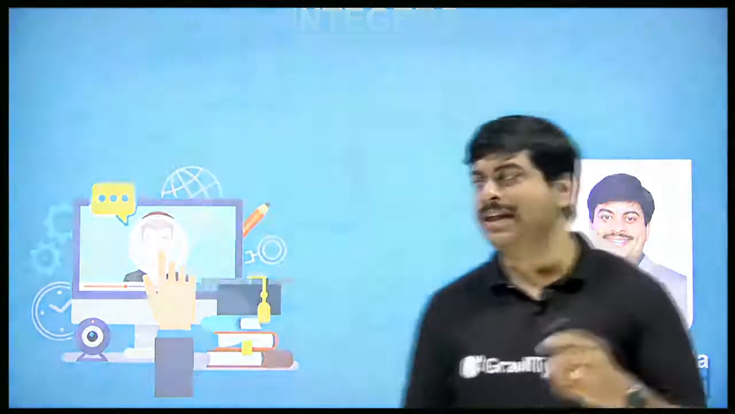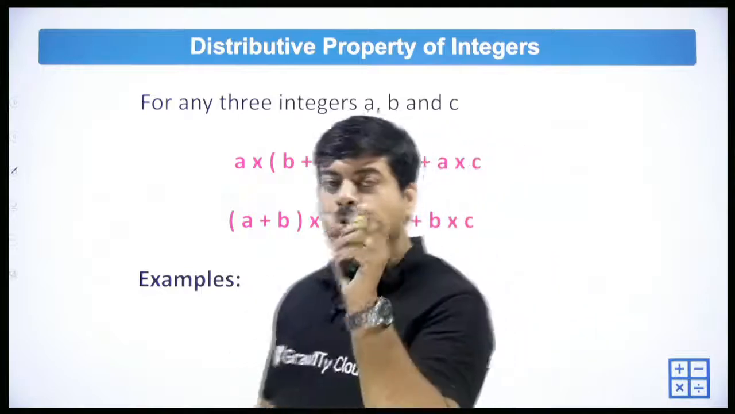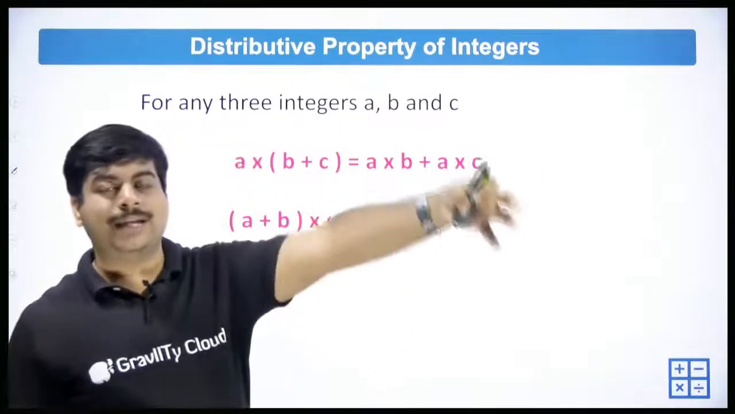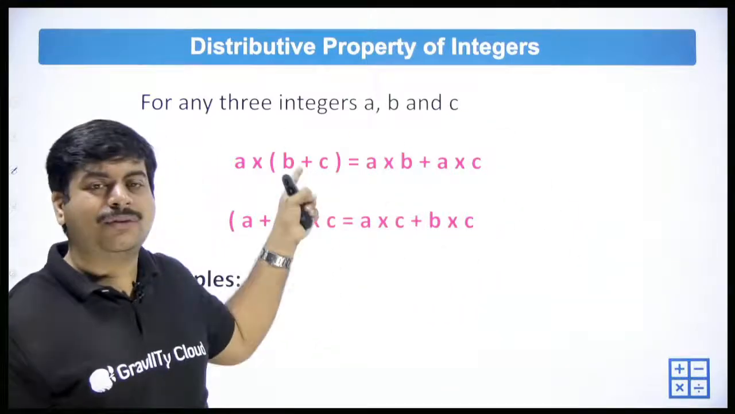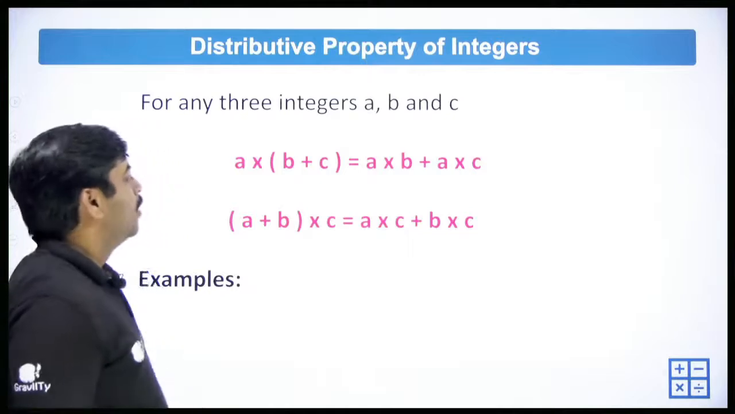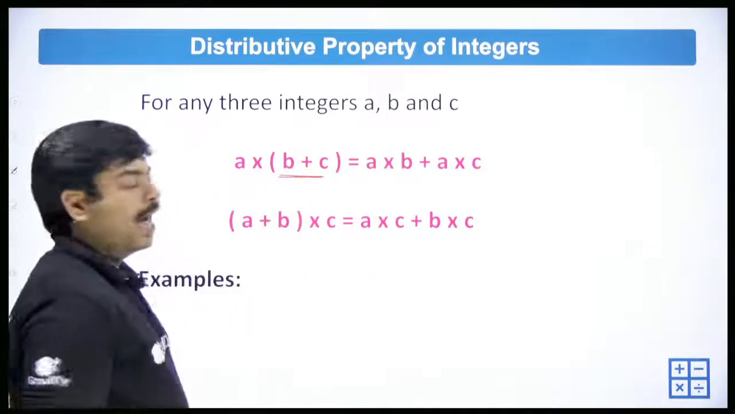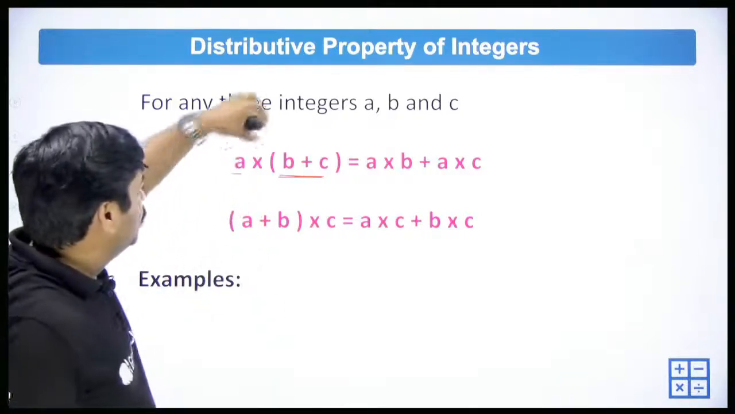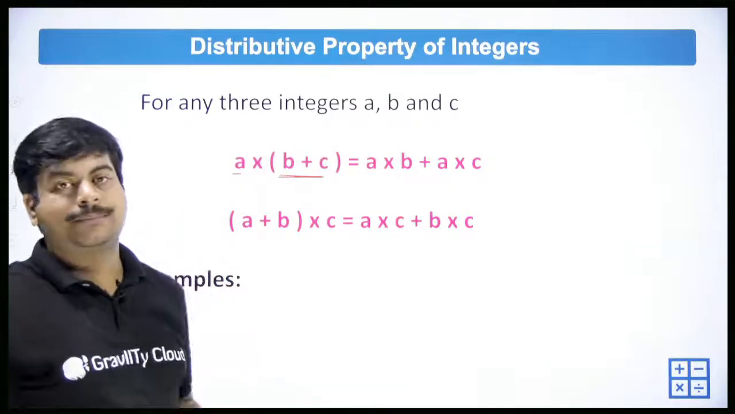Let's start today's session with distributive property. So what is that property all about? The name itself says that we are distributing something to the remaining numbers. What are we distributing here? For example, B plus C is there, and A is there. Three numbers are there. We are distributing A to both the numbers B and C with multiplication.